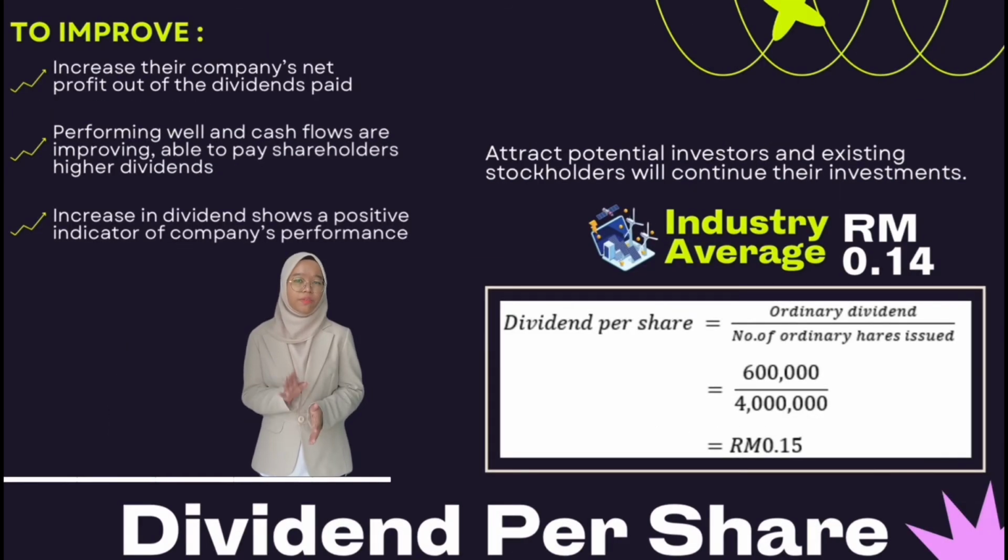Hikmat Bakti Berhad is paying 15 cents dividend per share to the existing ordinary shareholders, which is slightly above the industry average of 14 cents. A higher dividend per share will attract potential investors, and existing stockholders will continue the investments. To improve dividend per share, Hikmat Bakti Berhad should increase their company's net profit out of the dividends paid. This is because if the company is performing well and cash flows are improving, they will be able to pay shareholders higher dividends. An increase in dividends shows the positive indicator of company's performance.